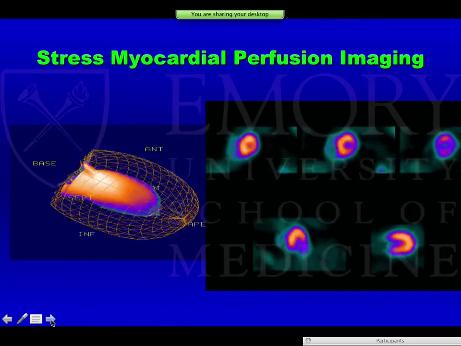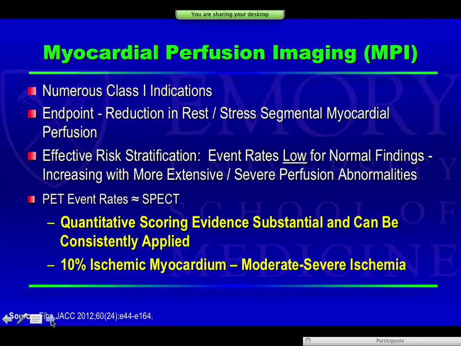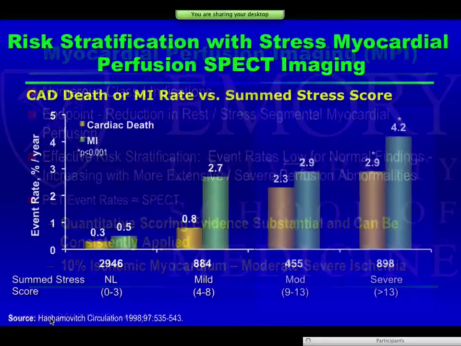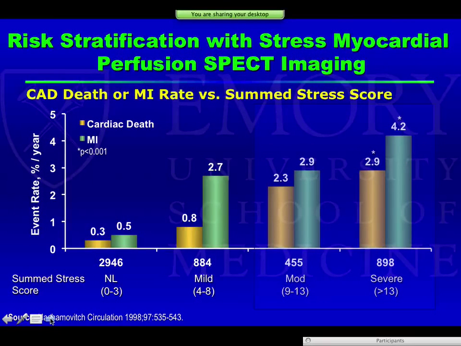Now, in terms of nuclear imaging, there is a substantial body of evidence. There are also a number of quantitative scoring packages. We've talked about this, and this threshold of 10% ischemic myocardium has consistently been shown to be associated with moderate to severe ischemia since 1998, if you can believe that. It's been published for that long. This is the first paper that came out on death or myocardial infarction with moderate to severe ischemia.